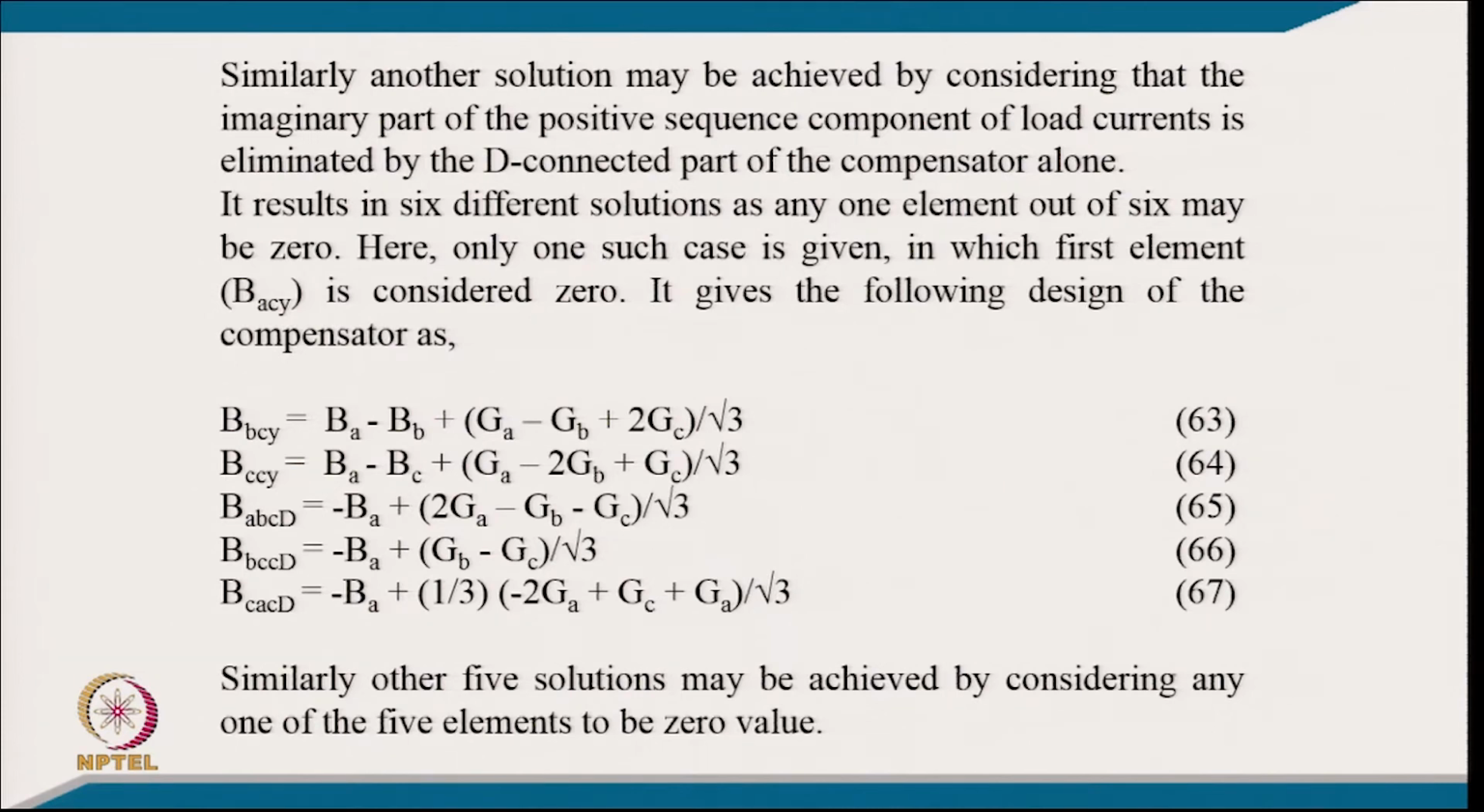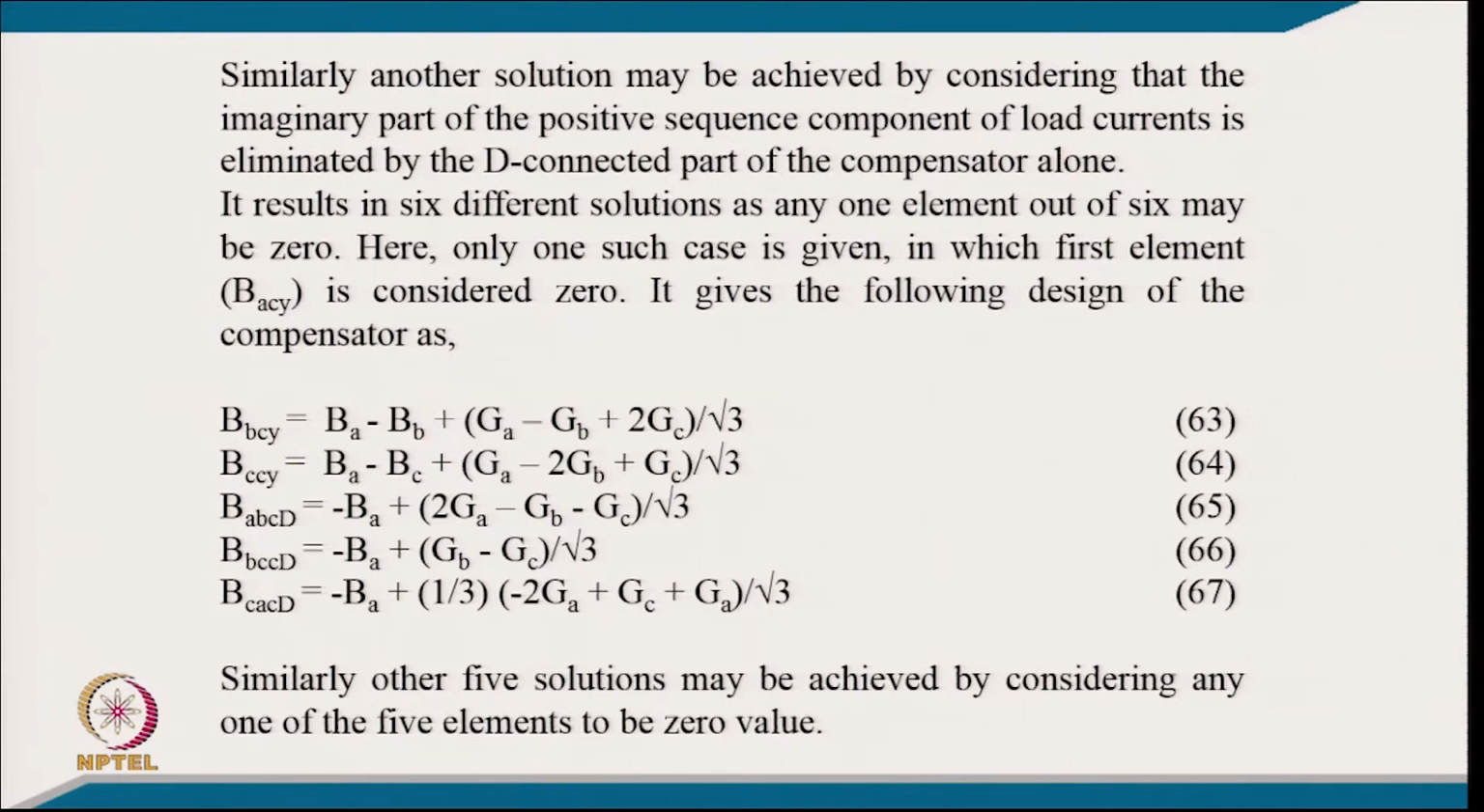Similarly, another solution may be achieved by considering that the imaginary part of the positive sequence component of load current is eliminated by the delta connected part of the compensator alone. So, it results in 6 different solutions, as any one of the 6 elements may be 0. Hence, one such case is given in which the first element B I C is considered 0, and it gives the following design equation.